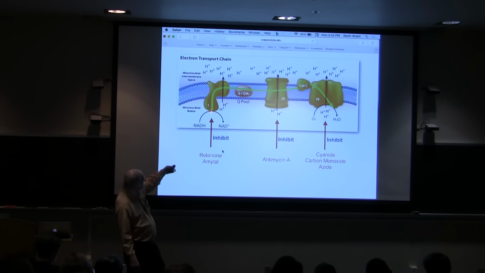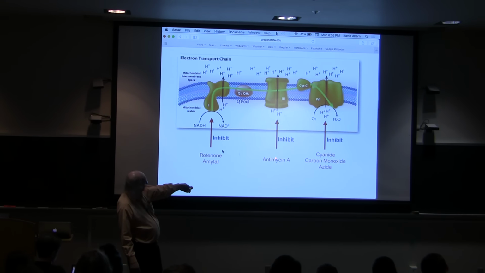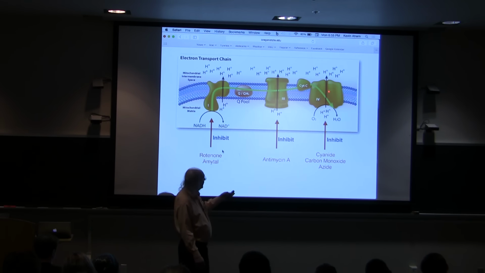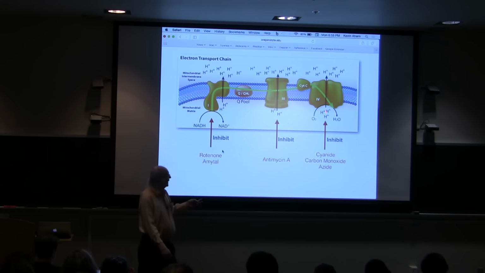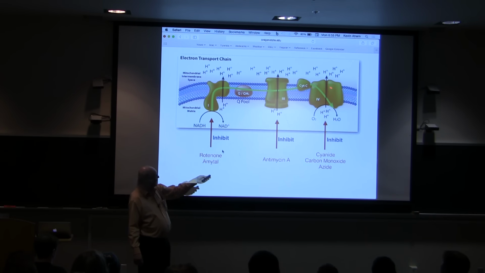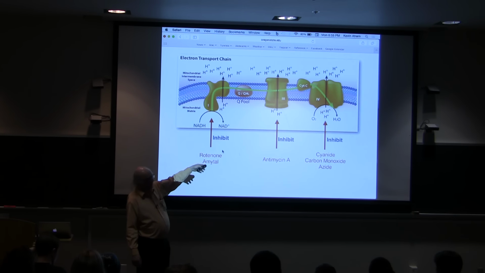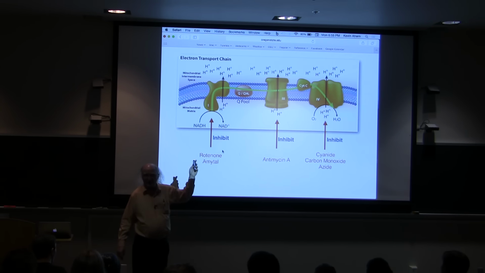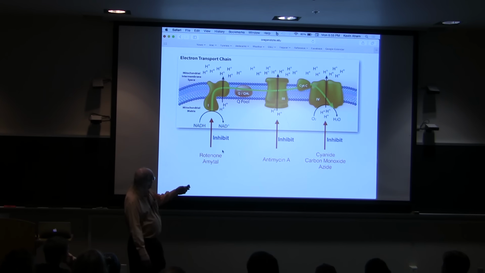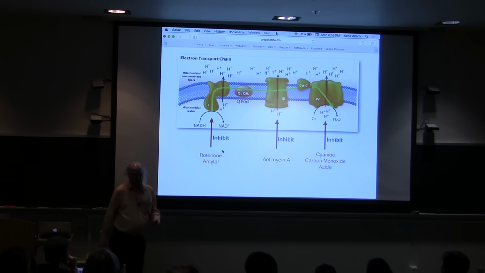So here's the rotenone and amytal inhibiting right here, antimycin A inhibiting right here, and cyanide, carbon monoxide, and azide inhibiting down here. Okay, so this is why cyanide and carbon monoxide are very, very poisonous to you. And there's no real way to bypass this. If this plugs, anytime you put a plug right here, everybody stops. And when everybody stops, what happens to the concentration of NADH? It goes up. NADH goes up, the citric acid cycle stops, you've got problems. That's true whether I stop here or I stop here.